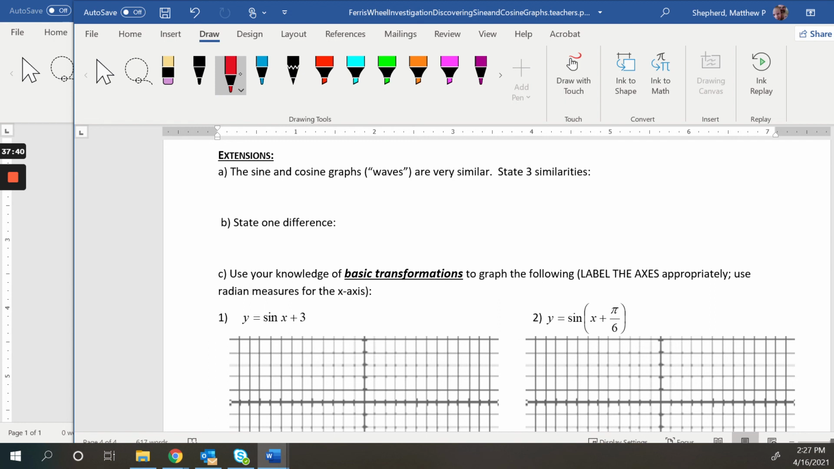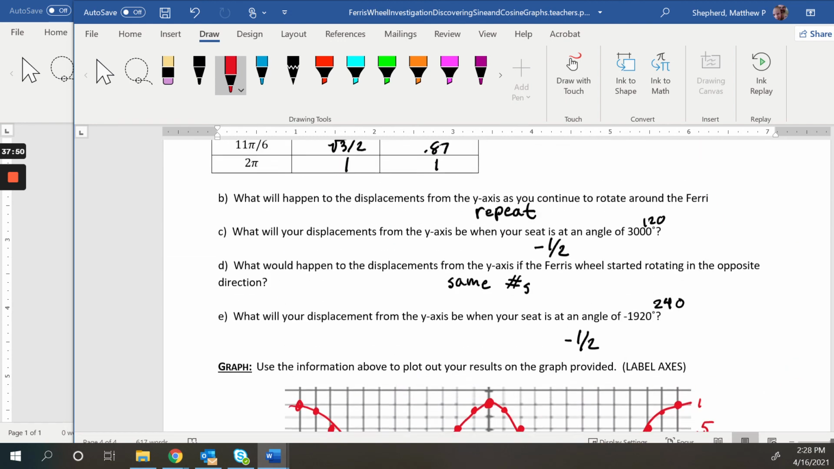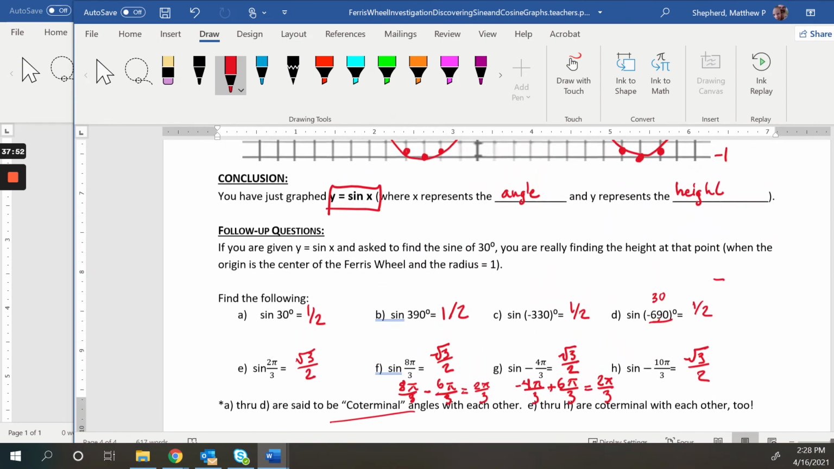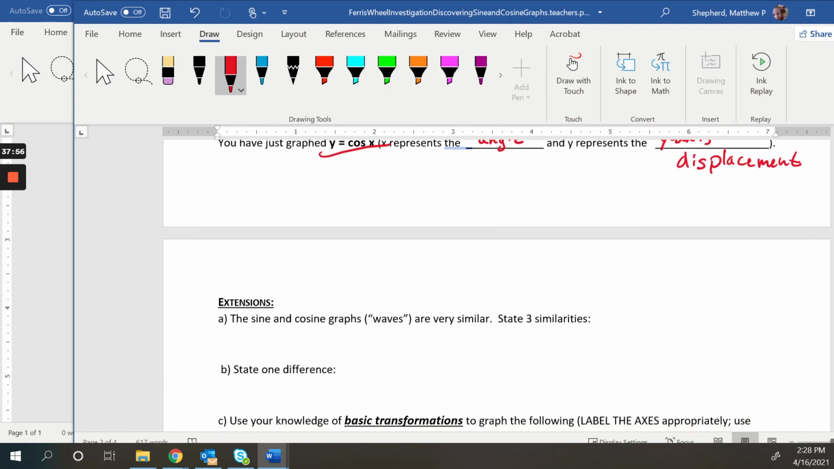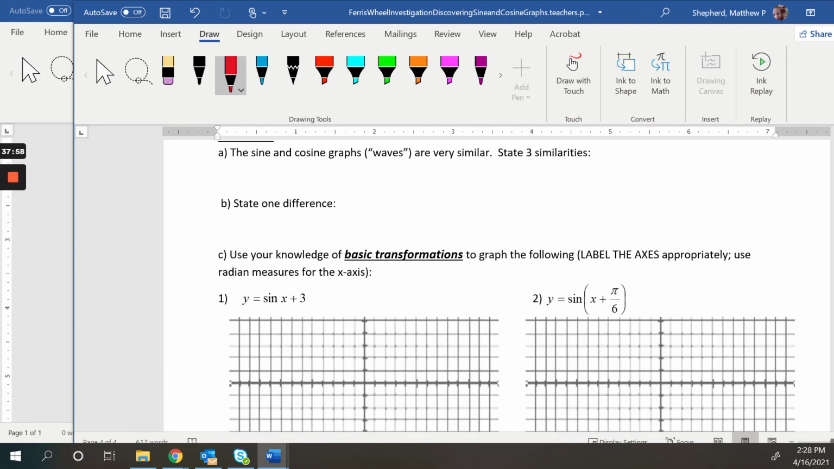The sine and cosine graph waves are very similar. So I want you to figure out, what are 3 similarities? State one of the differences. So we are talking about this cosine graph and this sine graph. What are the similarities? What are the differences? And state one difference.